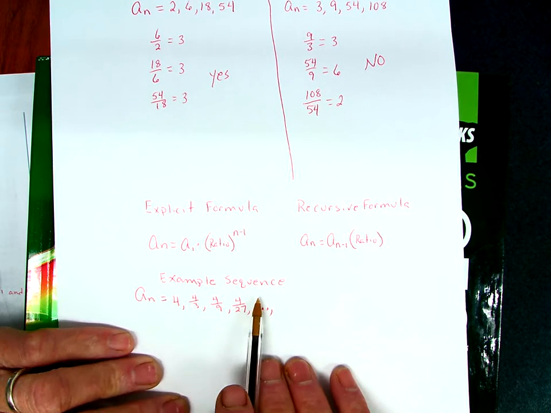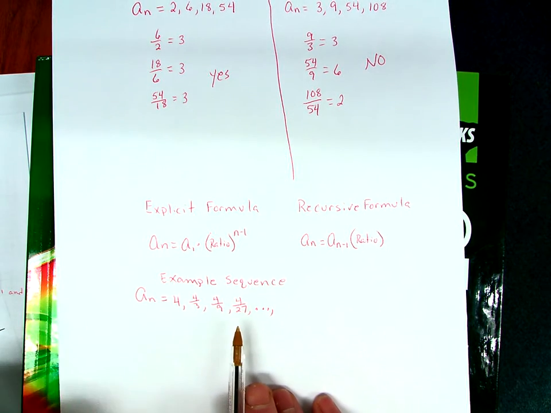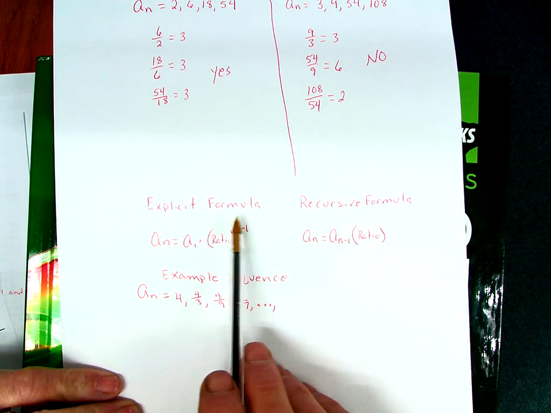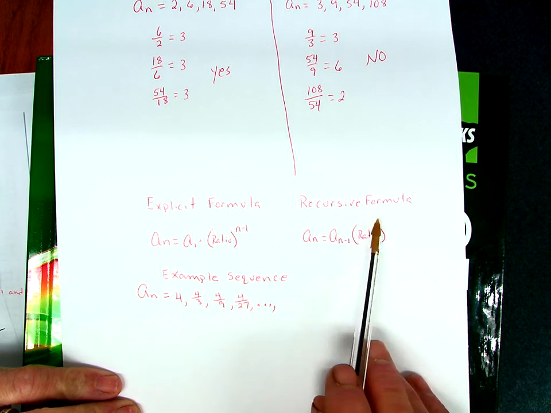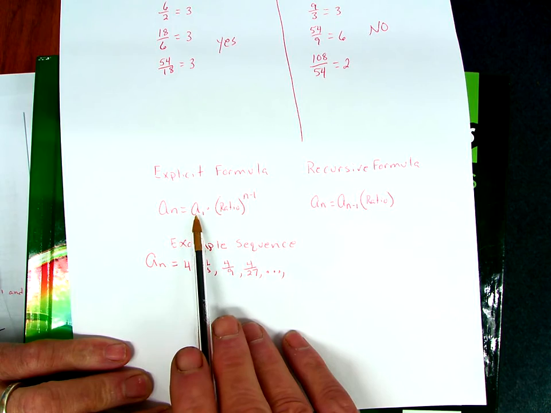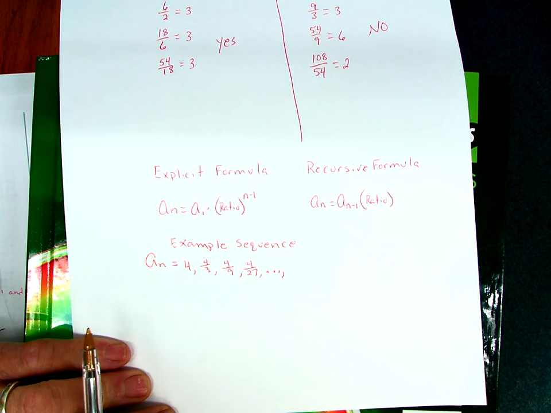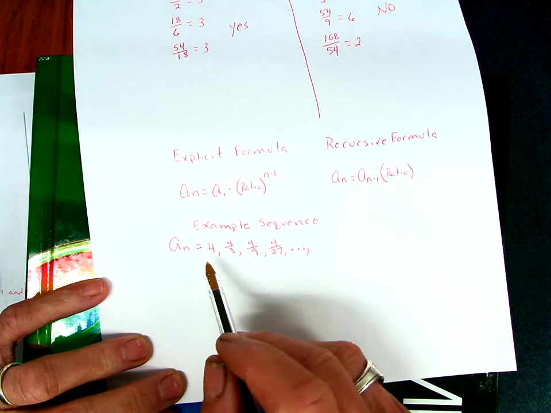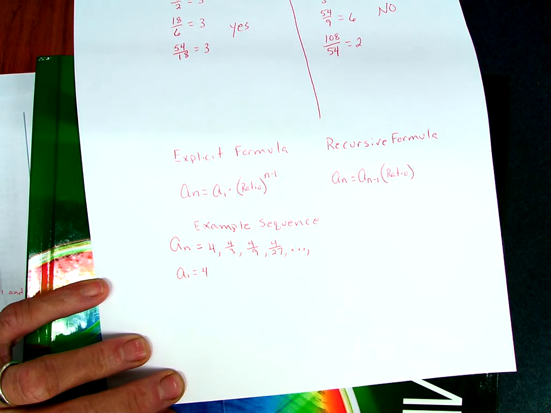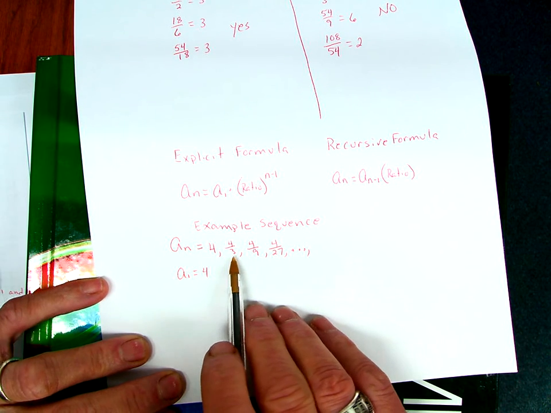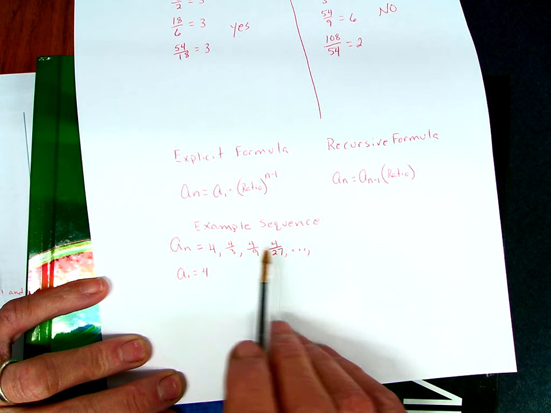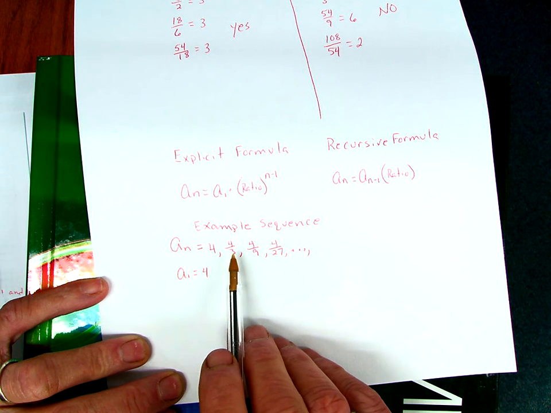Right, here's an example sequence. We're going to use this example sequence, and this is in your notes. And we're going to write the explicit formula and then the recursive formula. For the explicit formula, I need to know the first element and I need to know the common ratio. So the first element is 4. A sub 1 equals 4. Now the ratio. I'm telling you this is a geometric sequence, so you're only going to have to calculate one of these to get the common ratio.